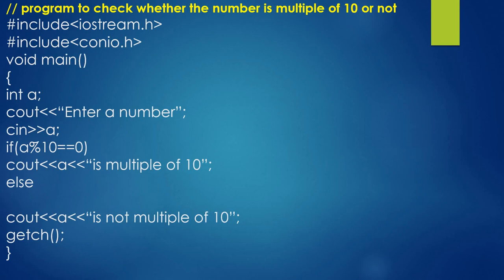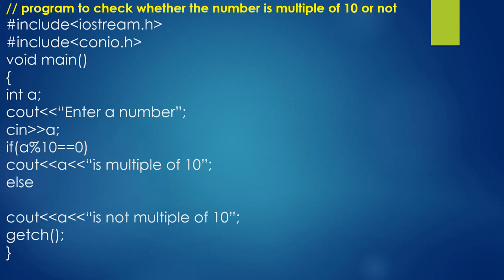One more program we can check. Program to check whether the number is a multiple of 10 or not. How to check whether the number is a multiple of 10 or not? First you divide that number by 10, then if you get the remainder equal to 0, we can tell that number is a multiple of 10. For example, 20. 20 by 10 is equal to 2. That is, the quotient is 2 and the remainder is 0. So that 20 is a multiple of 10.